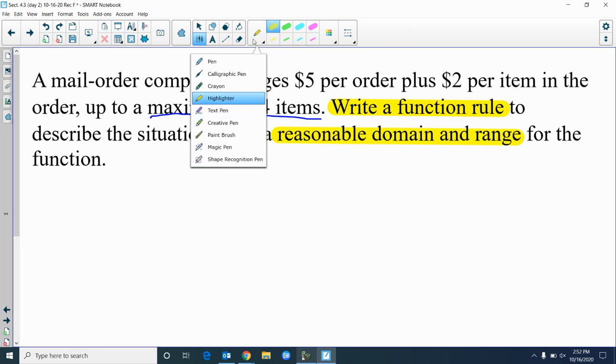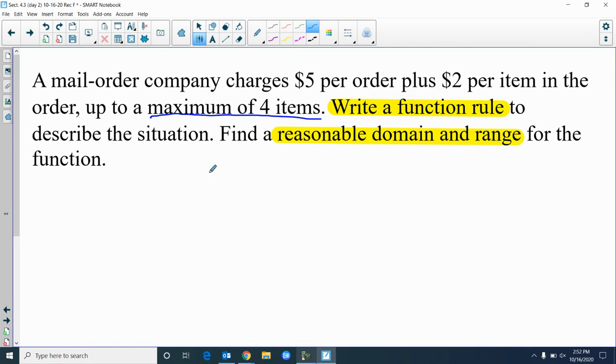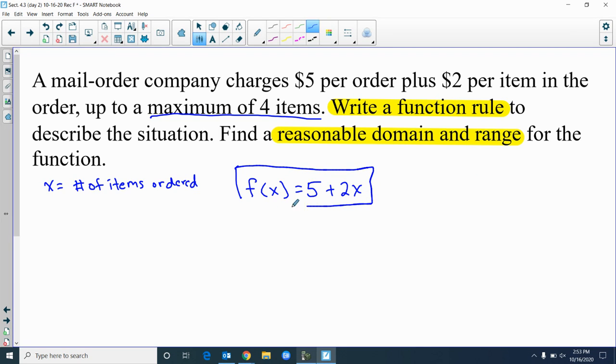All right, the function rule is going to describe how much it is going to cost. So if you let x equal the number of items ordered, okay, let's do that. So f of x will be the cost. Well, it's going to be $5 plus $2 for every item ordered. So this is going to be our function. We have to write it like this because it tells me to write a function rule. I cannot just put y equals, I've got to put f of x.